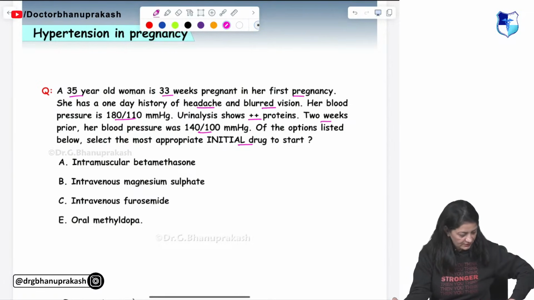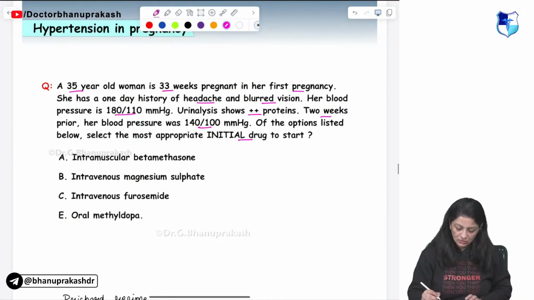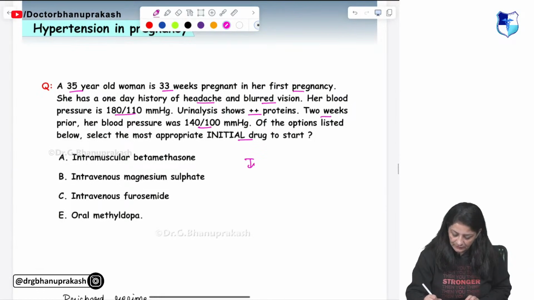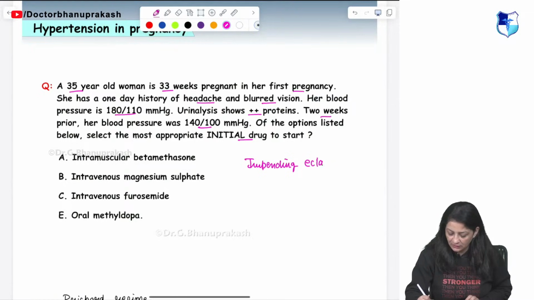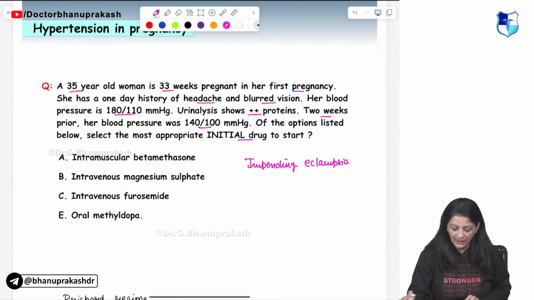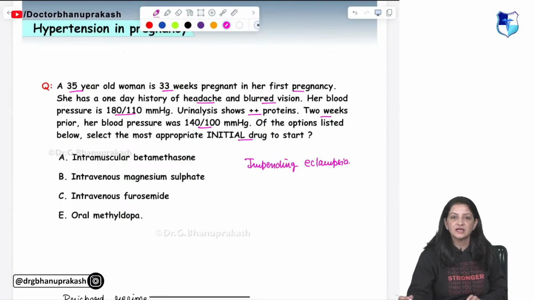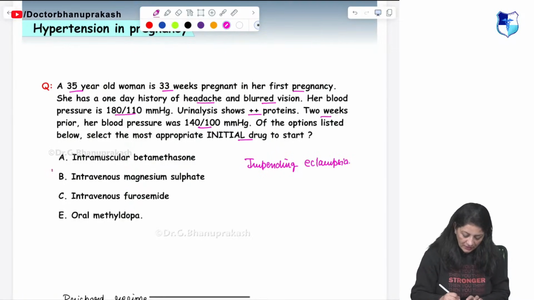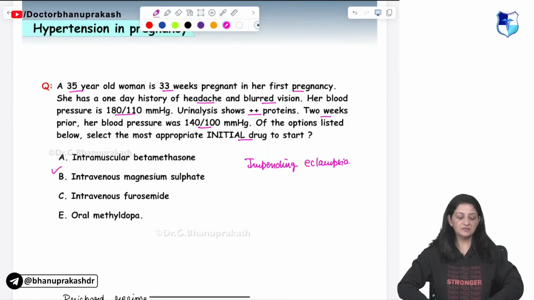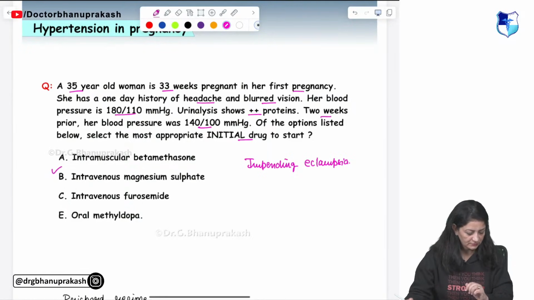What is the diagnosis here? So this is a case of impending eclampsia, headache, blurring vision. So this is a case of impending eclampsia. So initial drug to start is intravenous magnesium sulfate, drug of choice.